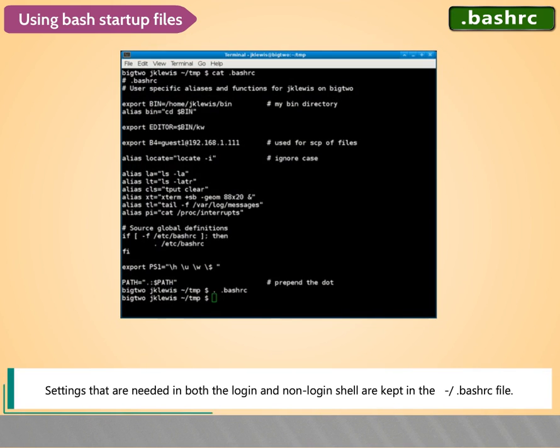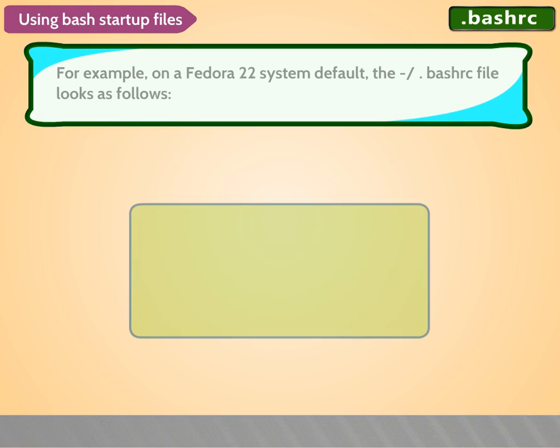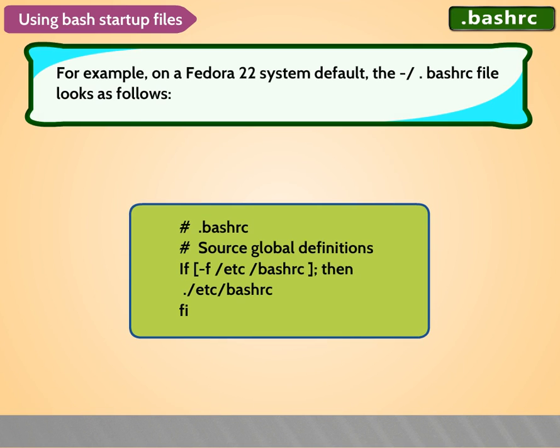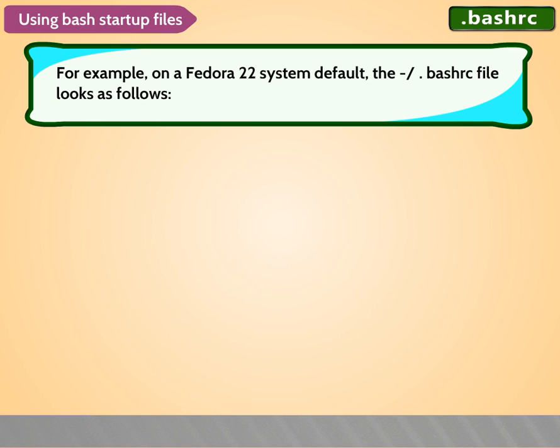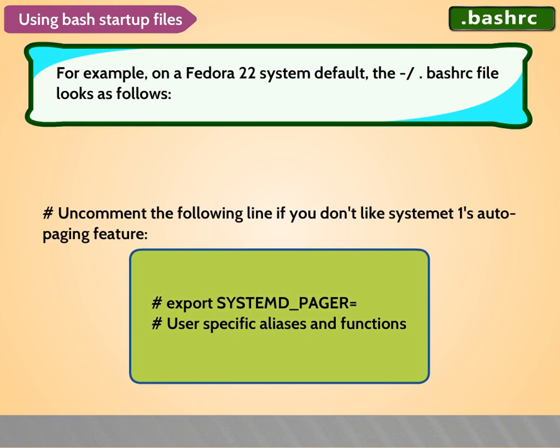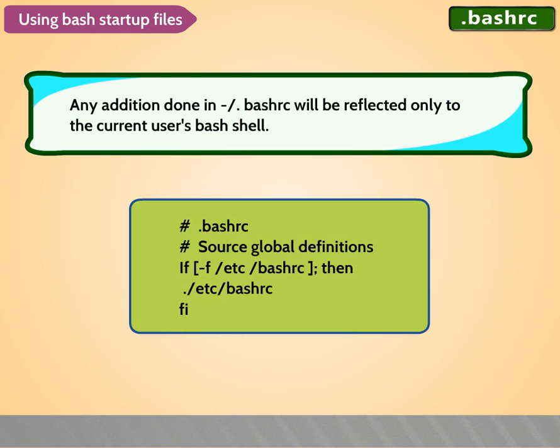Settings that are needed in both the login and non-login shell are kept in the ~/.bashrc file. For example, on a Fedora 22 system default, the ~/.bashrc file looks as follows. Any addition done in ~/.bashrc will be reflected only to the current user's bash shell.